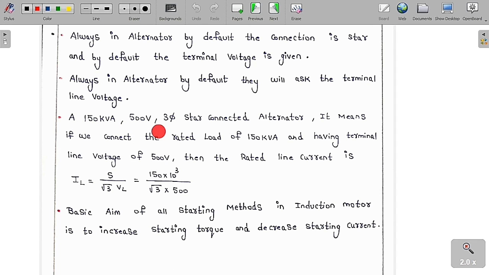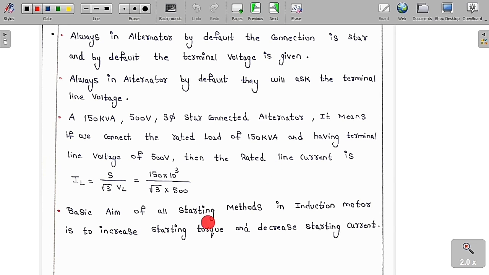A 150 kVA 500 volt 3 phase star connected alternator means that if we connect the rated load of 150 kVA and having a terminal line voltage of 500 volt, then the rated line current is found from S equal to root 3 into VL into IL. So IL is equal to S by root 3 into VL. By this we are going to get the line current. So this is a very important point that you always have to remember. This rating tells you the rated load that you are going to connect, and also the terminal line voltage. Based on this you can easily figure out the line current.